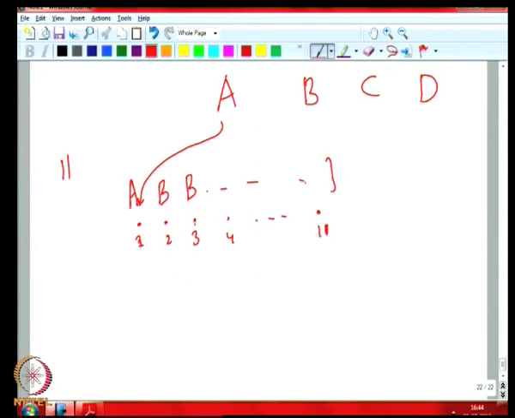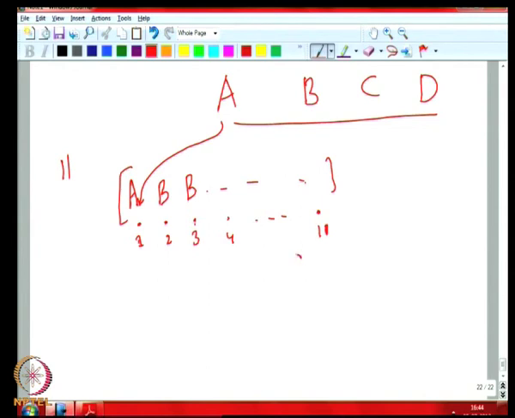The question is, how many 11 letter words can be produced using these letters A, B, C, D, such that every letter appears at least once.